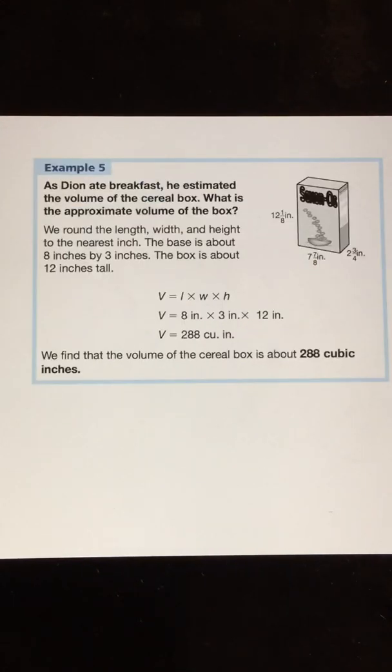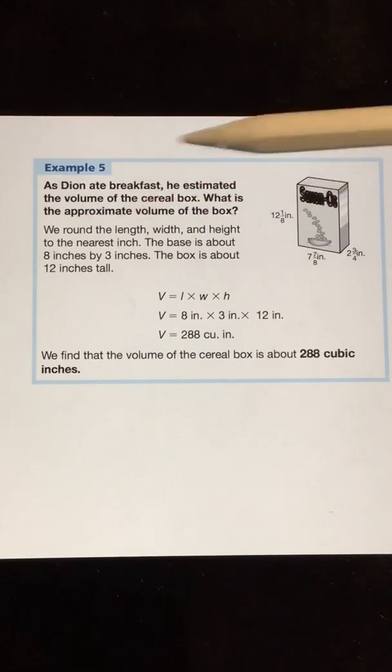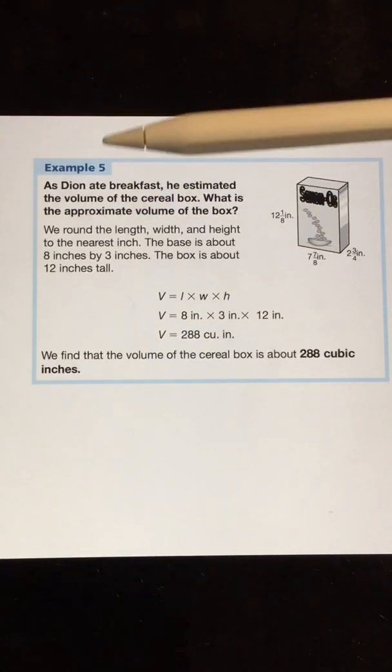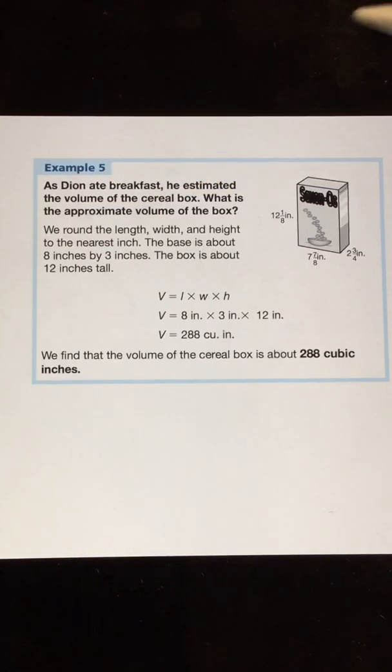All right. Next, as Dion ate breakfast, he estimated the volume of the cereal box. What is the approximate volume of the cereal box? So guess what we need to do on this one? Two lessons ago, we were estimating our fractions, correct? Our mixed numbers. So we have 12 and 1/8. Guess what? I'm going to make that 12, correct? We have 7 and 7/8. 7/8 is very close to a whole.